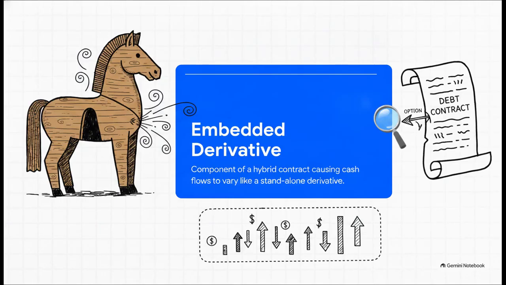But examiners won't always make it easy by giving you a standalone derivative. Watch out for embedded derivatives. Think of these like financial Trojan horses. A derivative, like an option, can actually hide inside a normal host instrument, like a standard debt contract. This creates a hybrid contract, and you've got to be sharp enough to recognize when the cash flows of that combined instrument are varying just like a standalone derivative would.